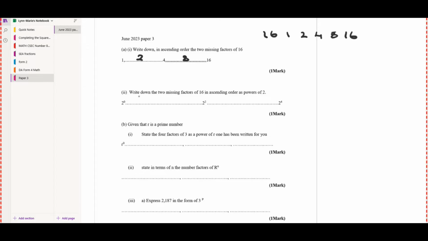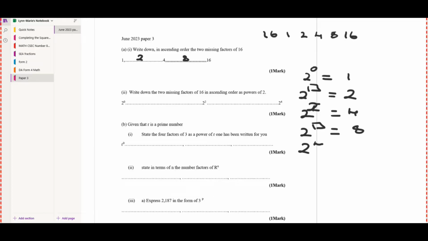Second one is: write down the two missing factors of 16 in ascending order as a power of 2. Right? We know 2 to the power of 0 is your first factor, which is 1. Then 2 to the power of something would be 2. Then 2 to the power of 2 is equal to 4. And then 2 to the power of something is equal to 8. And 2 to the power of 4 is equal to 16. You can use your calculator just to check.